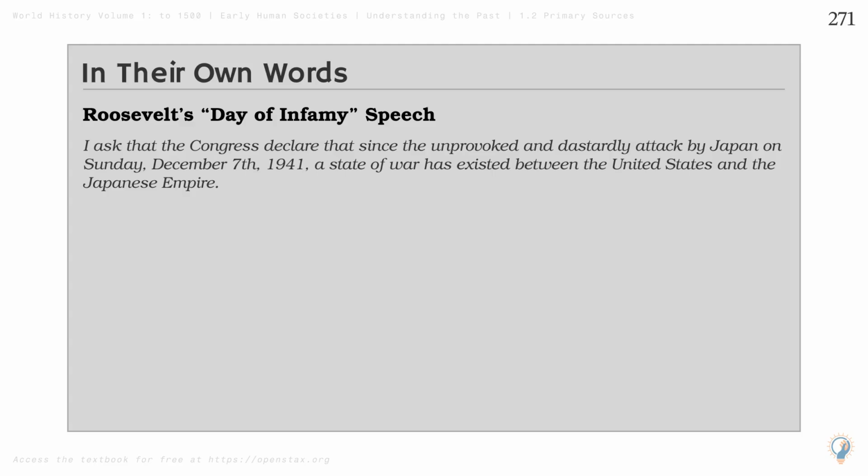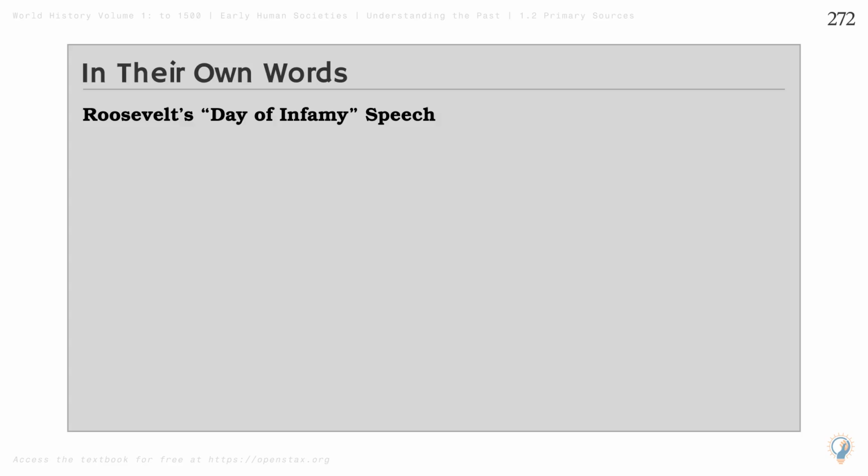I ask that the Congress declare that since the unprovoked and dastardly attack by Japan on Sunday, December 7, 1941, a state of war has existed between the United States and the Japanese Empire. Franklin D. Roosevelt, Day of Infamy.